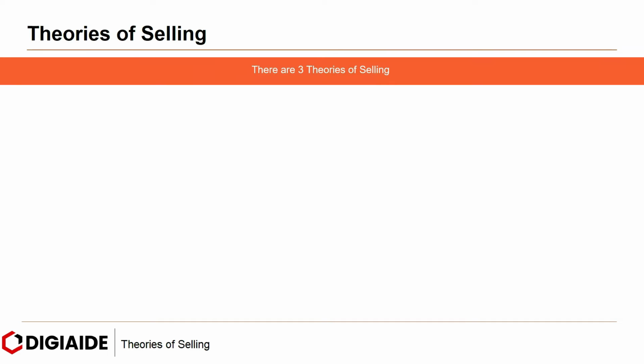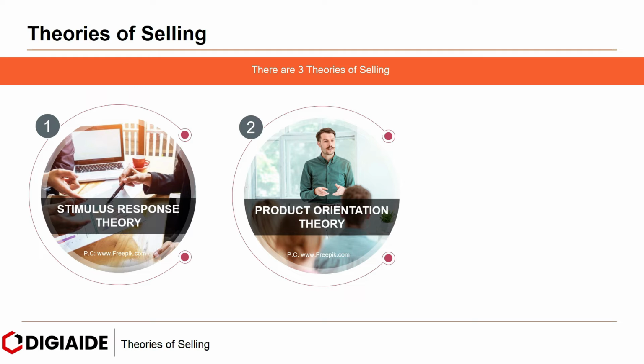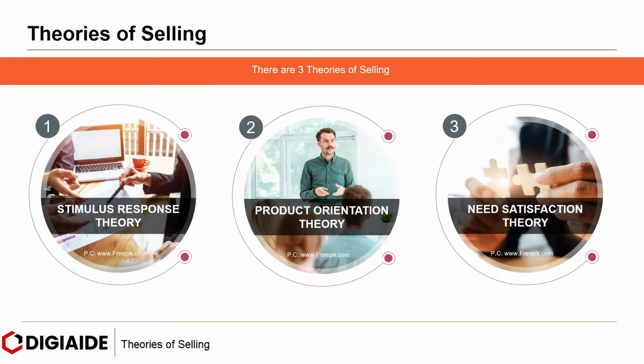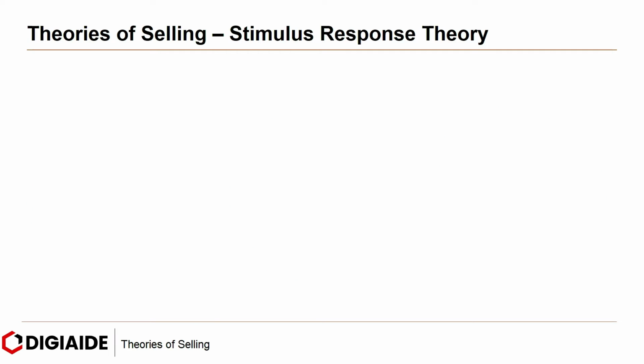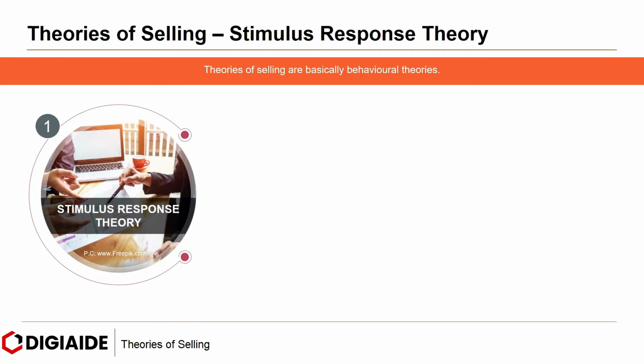There are 3 theories of selling. First, stimulus response theory. Second, product orientation theory. And third, need satisfaction theory. Let's look at each one of them briefly, starting with stimulus response theory. Please note, all the theories of selling are basically behavioral theories. Let's move on to stimulus response theory.